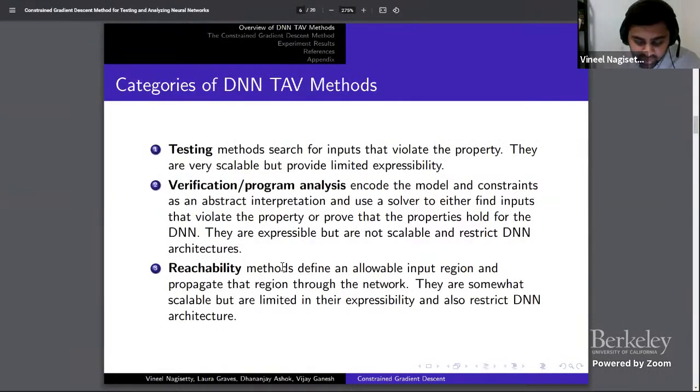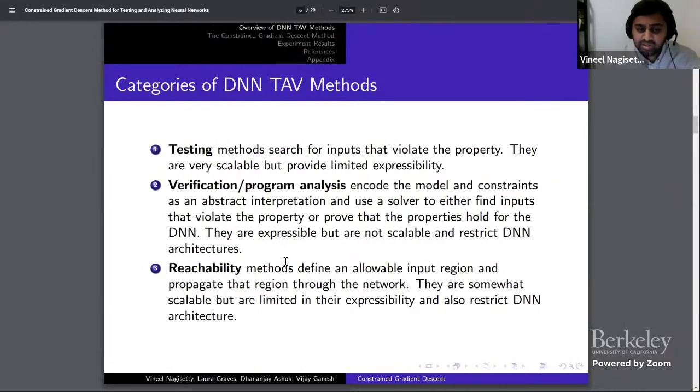Saying all that, we can classify the existing DNN TAV methods into the following categories. One, testing methods. These are search-based methods, and they're searching for inputs that violate some property. They often use gradient information to efficiently navigate that search space, but they could also use fuzzing or genetic algorithms in order to search or test. These methods are very scalable. They can work on industrial size applications, but they provide limited expressibility, and they are sound, but they're not complete.